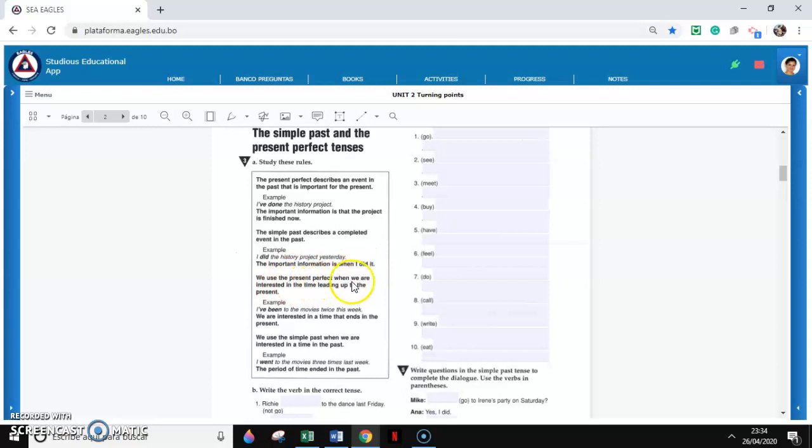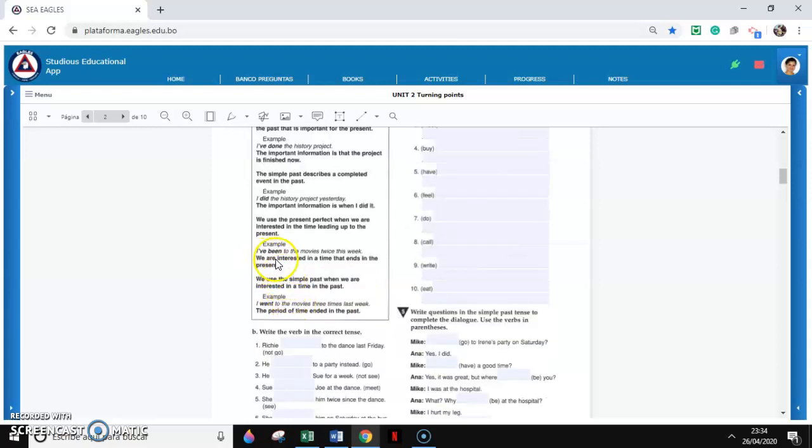We use the present perfect when we are interested in the time leading up to the present. For example, I've been to the movies twice this week. We are interested in a time that ends in the present. We use the simple past when we are interested in a time in the past. For example, I went to the movies 3 times last week. The period of time ended in the past. So here we have last week.